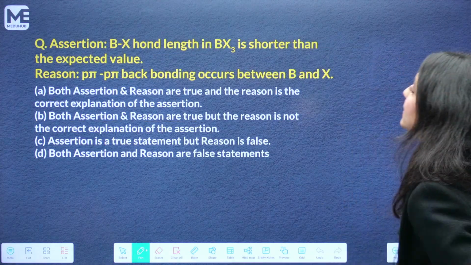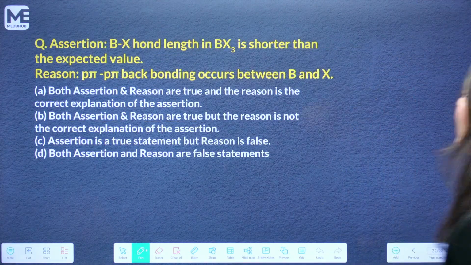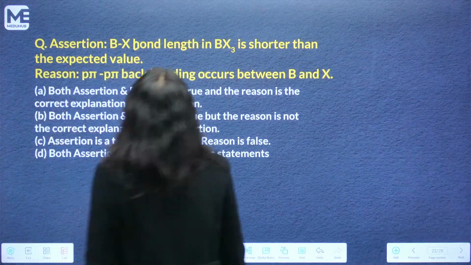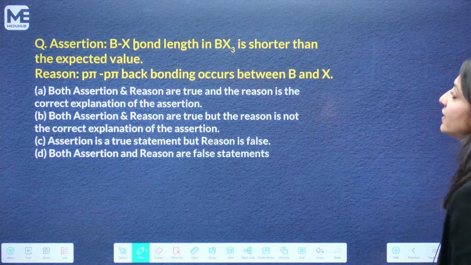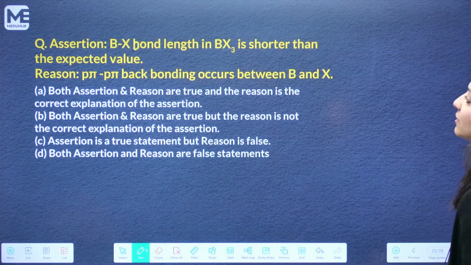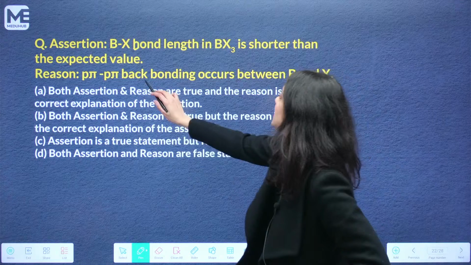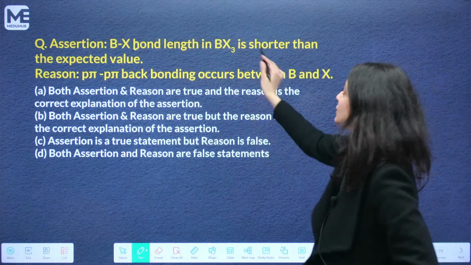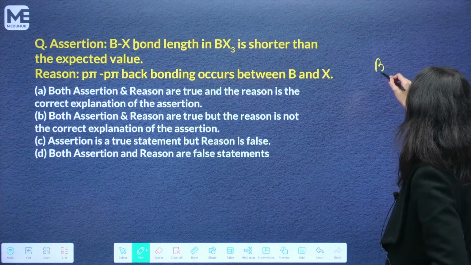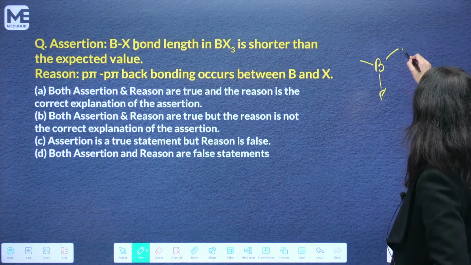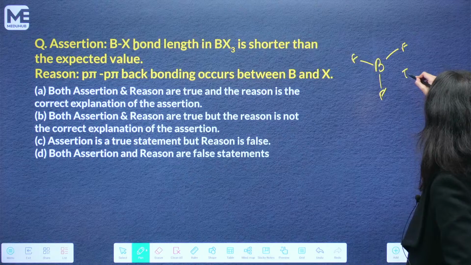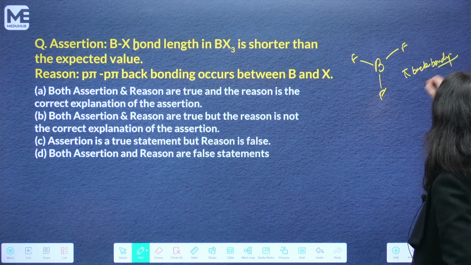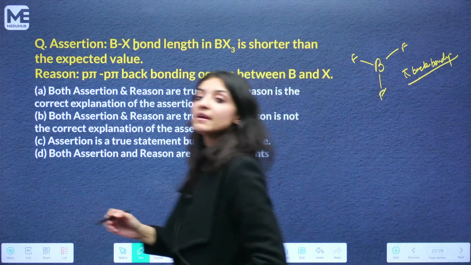Again, another assertion. The B–X bond length in BX3 is shorter than the expected value. The reason that they are giving is p pi back bonding that occurs between B and X. We just discussed this. If you talk about BF3 also, there is pi back bonding. Pi back bonding takes place to remedy the electron deficiency.